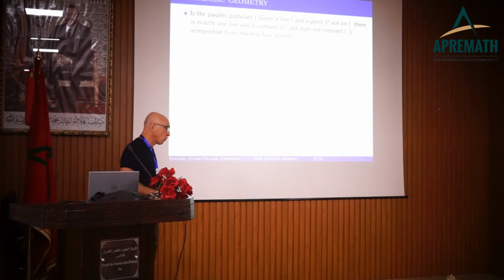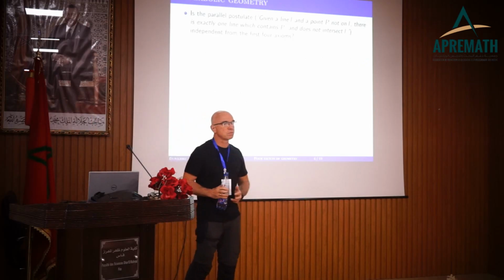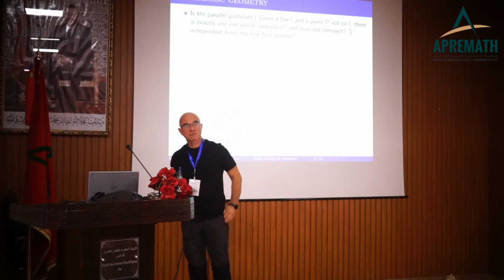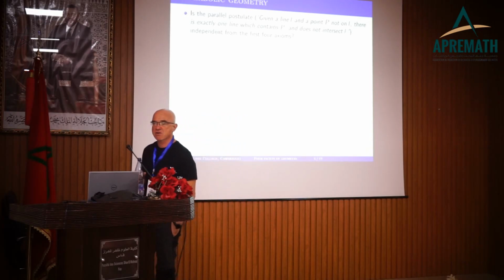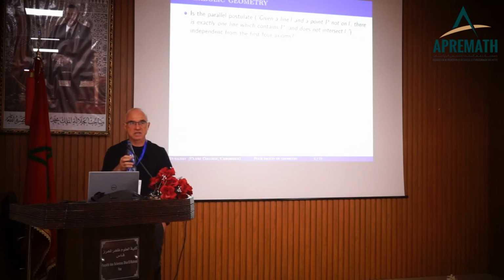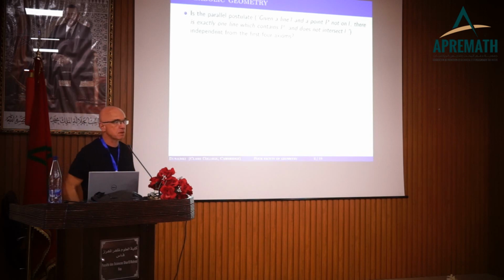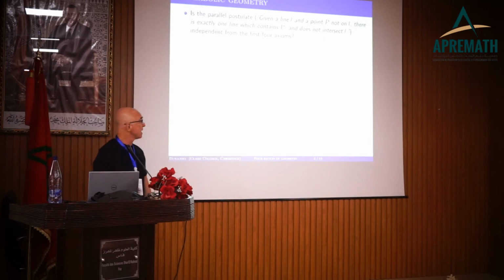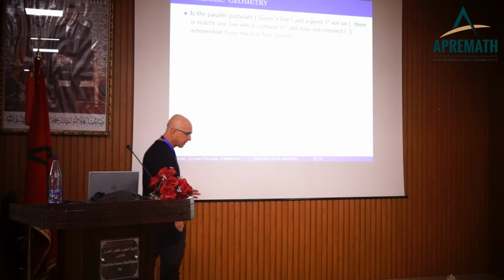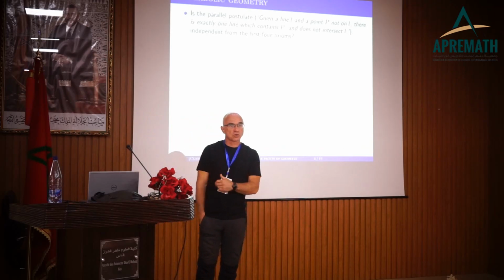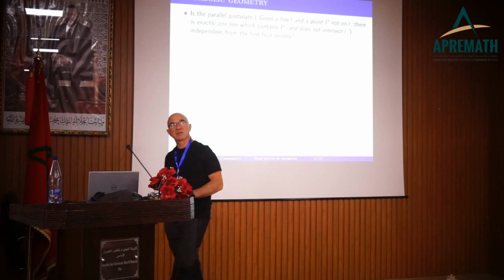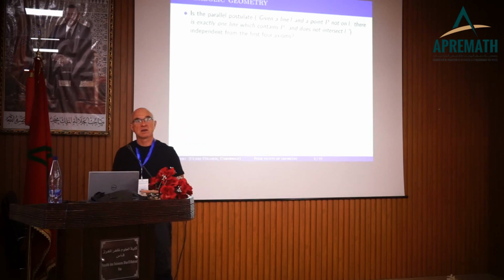The one axiom which people suspected could be redundant, so could be deduced from the other 4 axioms, is the parallel postulate. Again, it says that given a line L and a point P not on this line, there is exactly one other line which contains P and doesn't intersect L. Could that be independent? It took over 2,000 years to settle this point. It was only settled in the 19th century, and very serious mathematicians took both sides of the argument.